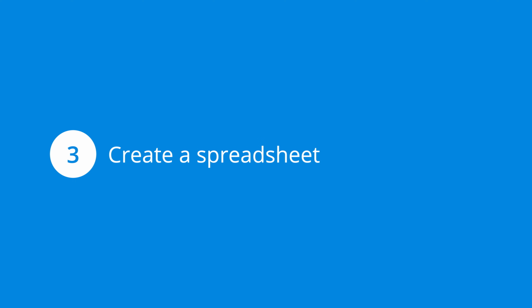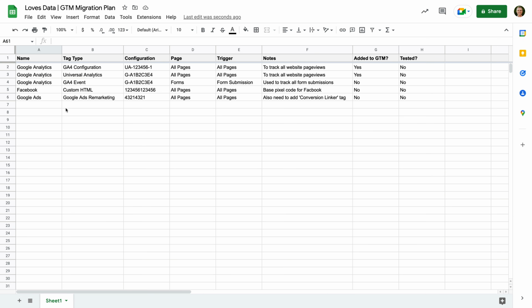Step 3 is to document your current implementation. It can be helpful to create a spreadsheet that contains all of the tags and customizations. This spreadsheet documents the different tags currently used on a website, so you can then have a full view of all of the elements you need to implement in Google Tag Manager. Creating a spreadsheet like this is optional, but it's definitely useful if you have multiple tags and customizations you need to migrate to your container.